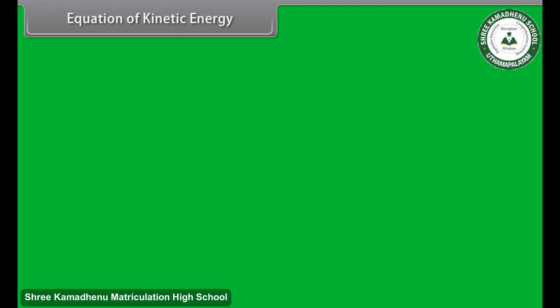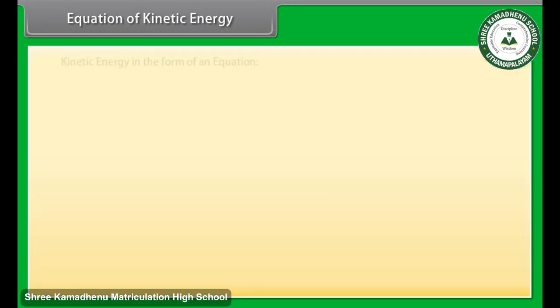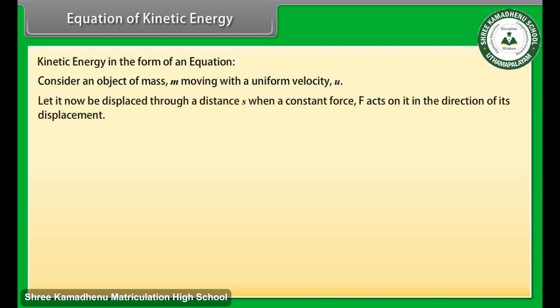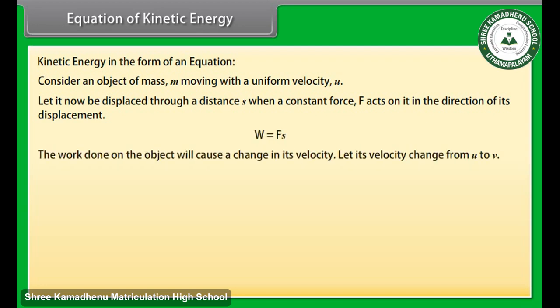Equation of kinetic energy. Let us now express the kinetic energy of an object in the form of an equation. Consider an object of mass m moving with a uniform velocity u. Let it now be displaced through a distance s when a constant force F acts on it in the direction of its displacement. We know that the work done W is Fs. The work done on the object will cause a change in its velocity. Let its velocity change from u to v. Let a be the acceleration produced.